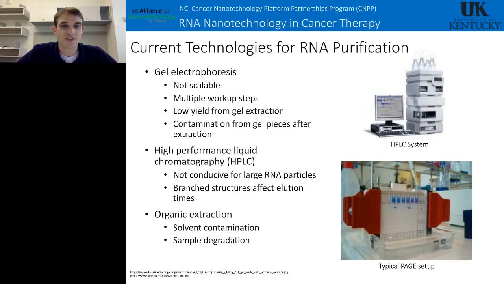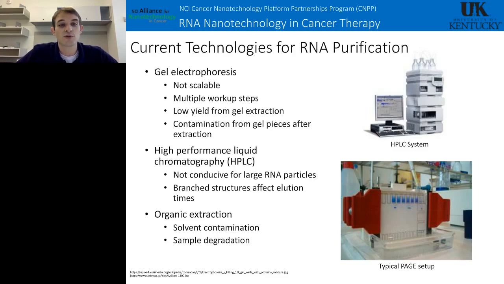I've worked with PAGE gels now for my entire time here, and sometimes PAGE gels are limited by what you can do with them. For example, they're not very scalable. If you want to do a very large scale transcription, in most cases you just have to increase the number of gels you run. So that's just more work and more time. And then there's also multiple workup steps. You have to cut the gel out, you have to cut up the gel pieces, and you have to do an elution step. And a lot of times the elution from the gel is not great.